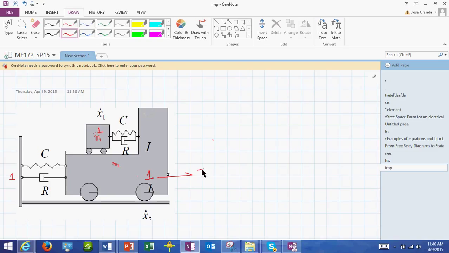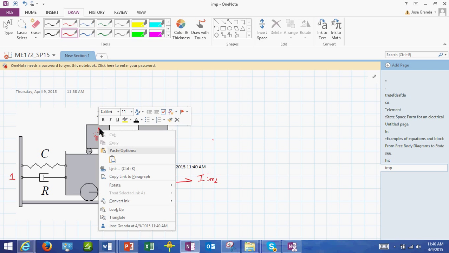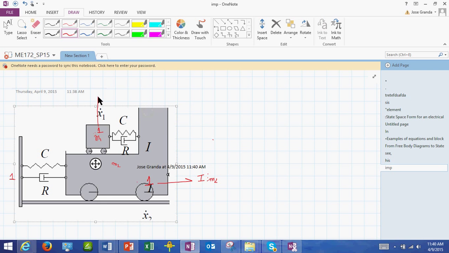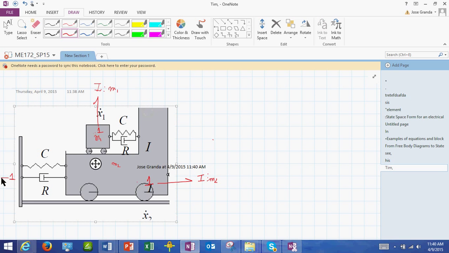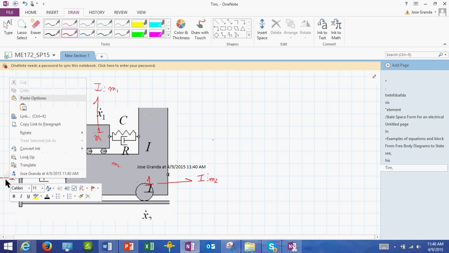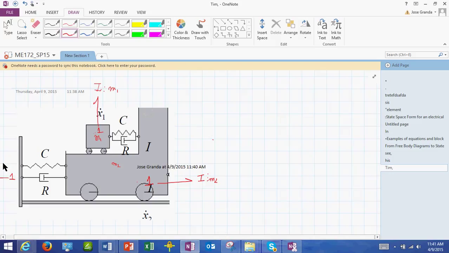Then the second step was to attach the elements that see that velocity. We're going to say this is the I element with value m sub 2. And over here, this one, we're going to put the I element with value m sub 1. And over here, this is going to be my source of flow with value SF, the source of flow.